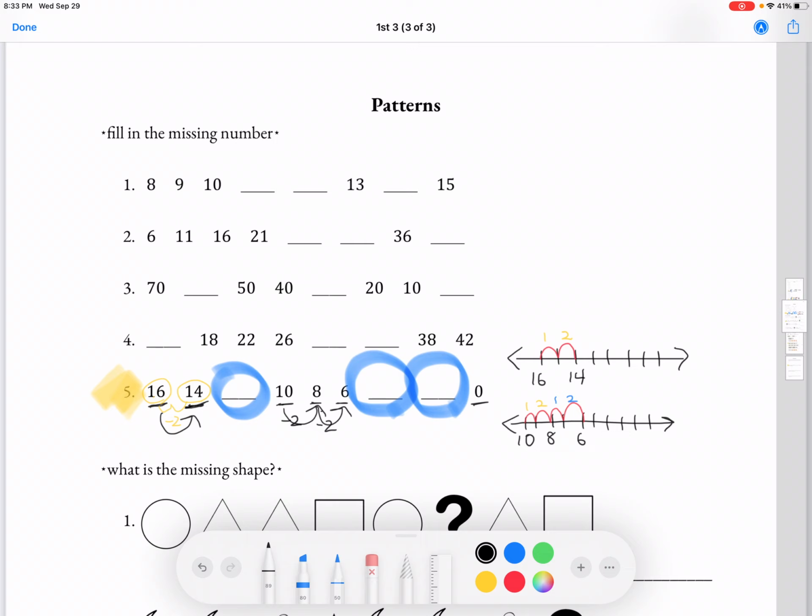So if we're going from 14 to this one, we do 14 minus 2, which is 12. Then to find the next one after 6, we do 6 minus 2, which is 4. And then the next is minus 2, which is 2. So our answers for number 5 will be 12, 4, and 2.